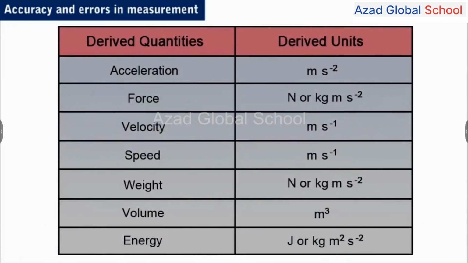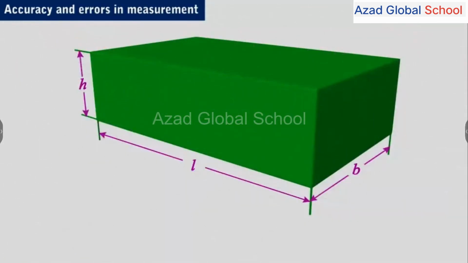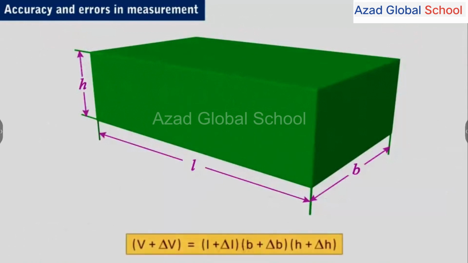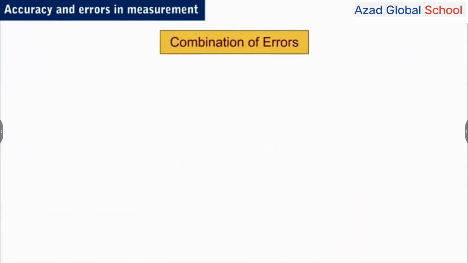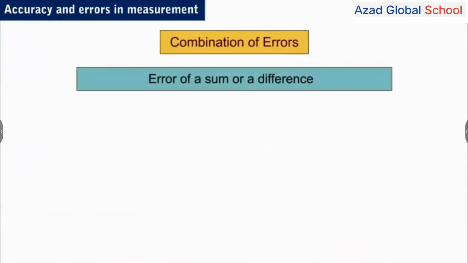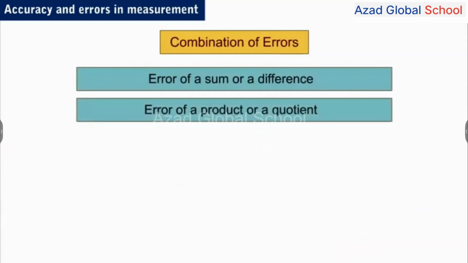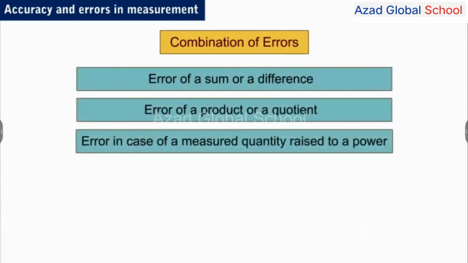When a quantity is derived from more than one measured value, the error in the derived quantity may be a combination of errors in the values from which it is derived. For example, the volume of a cuboid is the product of its length, breadth and height. If there is an error in the measurement of length, breadth and height, then the error in volume will reflect the combined effect of all three errors due to mathematical operations. Some common combination errors are errors of a sum or a difference, error of a product or a quotient, or error in case of a measured quantity raised to a power.